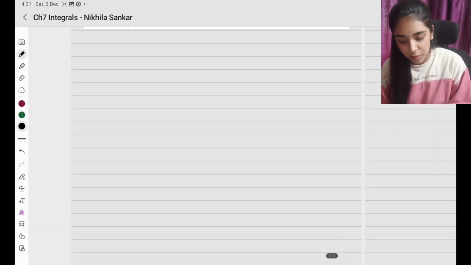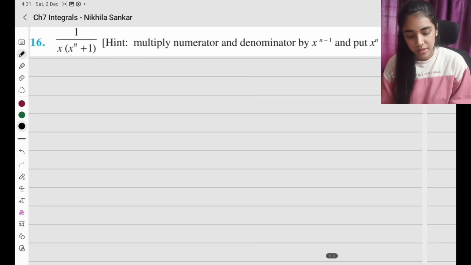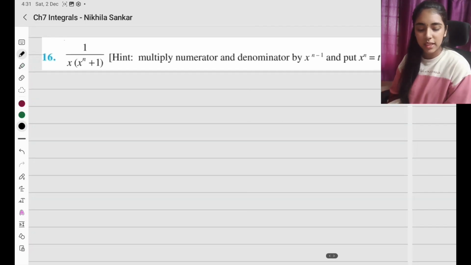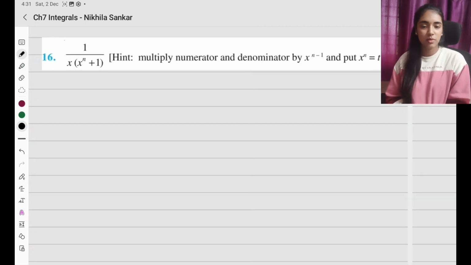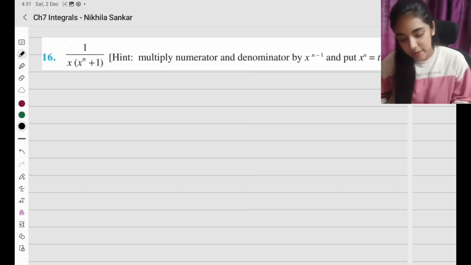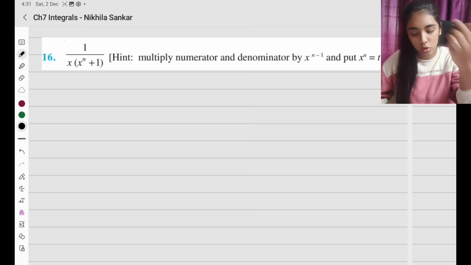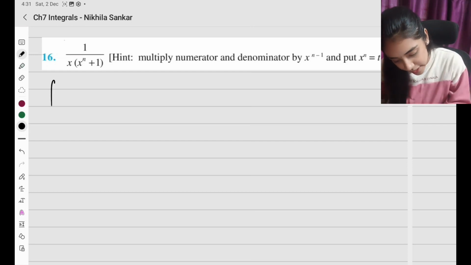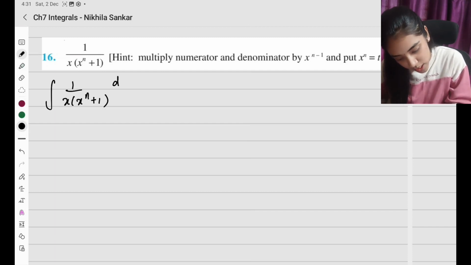Now, question number 16. So basically they have given a hint here. Multiply numerator and denominator by x to the power n minus 1. We'll see what happens if we don't do that. Let's directly do what occurs to us. So I have integral 1 by x times x to the n plus 1 times dx. This is what we have.